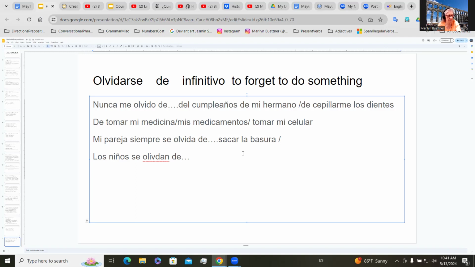Mi pareja siempre se olvida de lavar los platos. Mi pareja siempre se olvida de. Sí, no. Ok. Los niños se olvidan. Olvidan de. Los niños se olvidan de. Kids forget to.